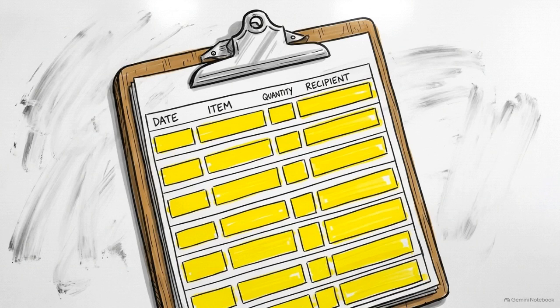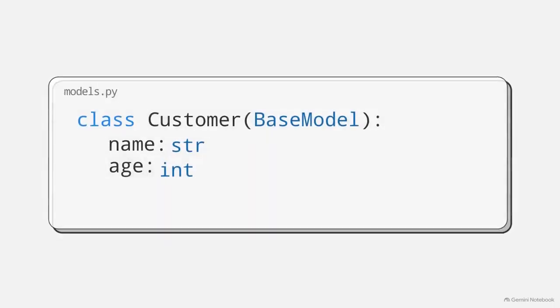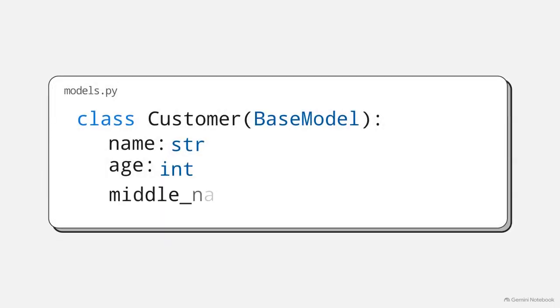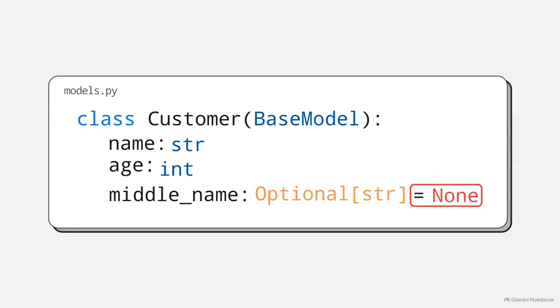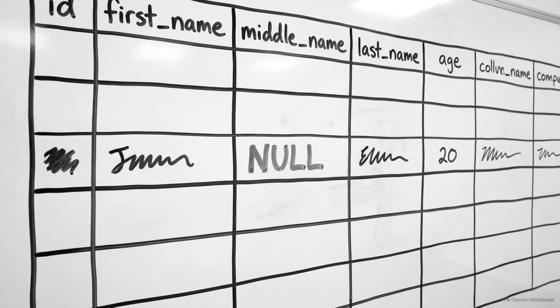They frequently omit specific pieces of information entirely. Here, we see how to handle missing data. You mark a field as non-mandatory using Python's optional type hint, combined with a default value. This setup guarantees that if an incoming record drops the middle name, the application continues to run without crashing.